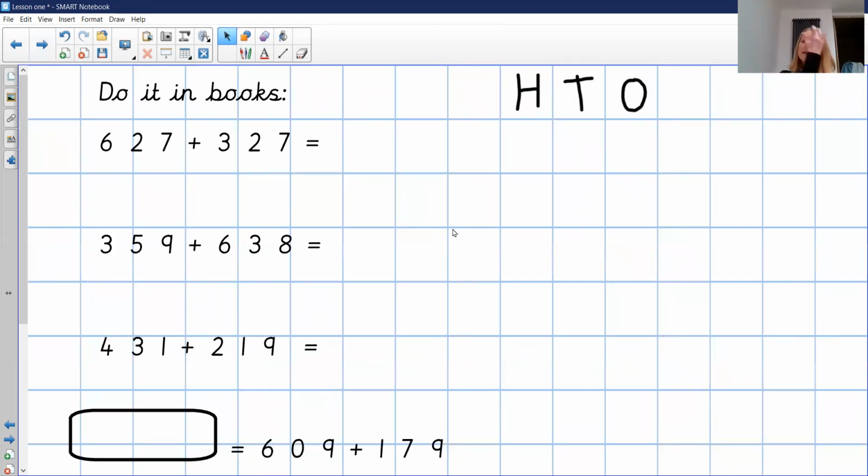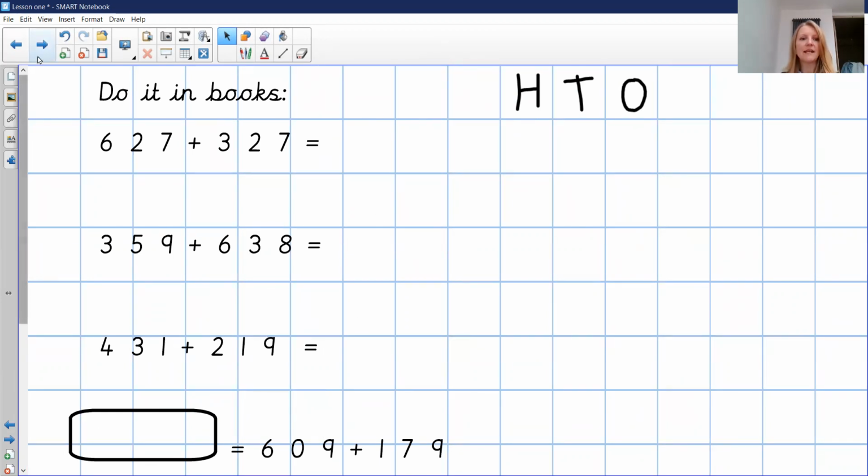Okay, so here are some do-it questions for you to do in your books. There's a little reminder there of your hundreds, tens, and ones place value headings. Make sure you write those for each of the calculations. This one here, answer box first. Okay, still the same calculation, 609 add 179. So there's 4 for you to have a go at there.